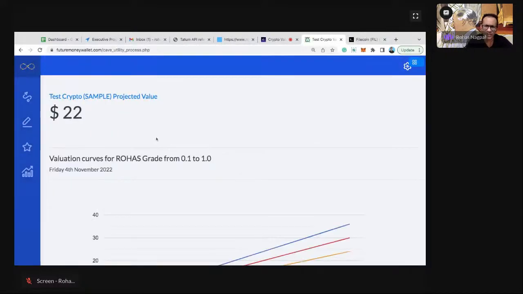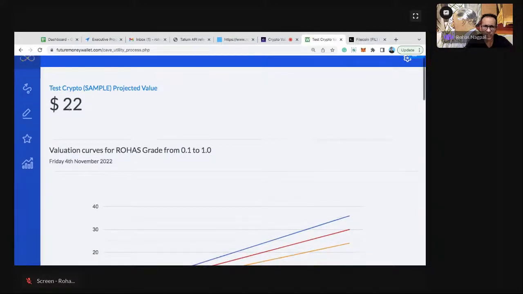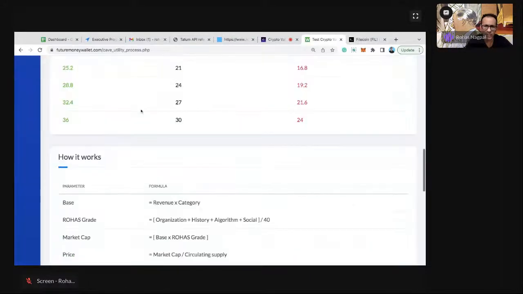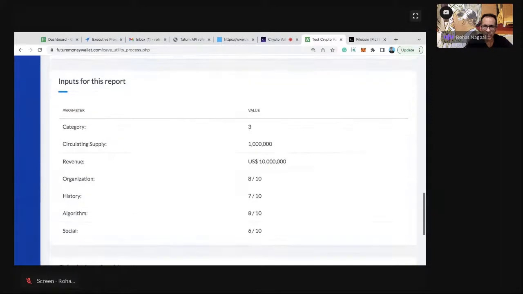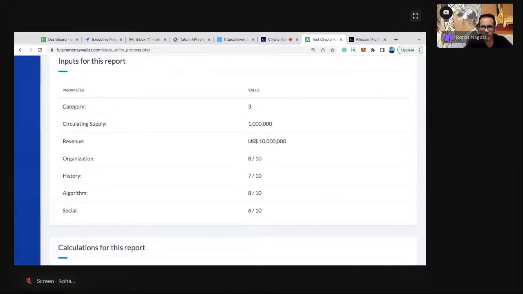Okay. So for this dummy project, it's given us a valuation of 22. Let me first explain how the calculation is done. This is the information that we have fed in. What we mean by categories is that we took that multiplier, whether it is application, token, governance, or security. We said application, so it gave us 3. Then we entered 1 million as the circulating supply.